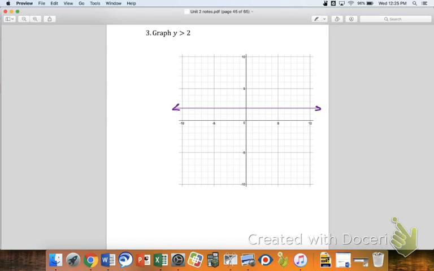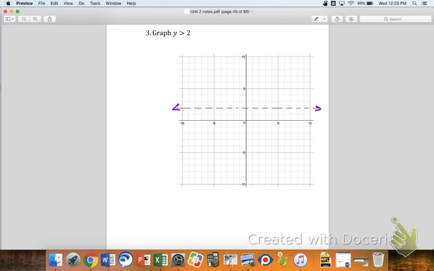Is this going to be one of those dotted lines, or is this still solid like before? Dotted. Why is it dotted? It doesn't have "or equal to." Yeah, the "or equal to" is not there, so we have some little gaps here, a dotted line, something like this.